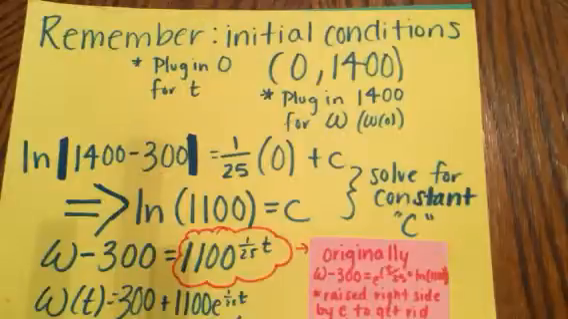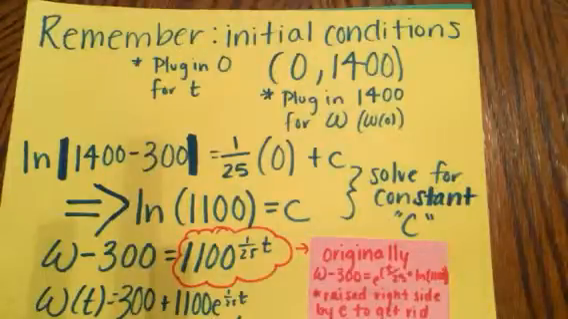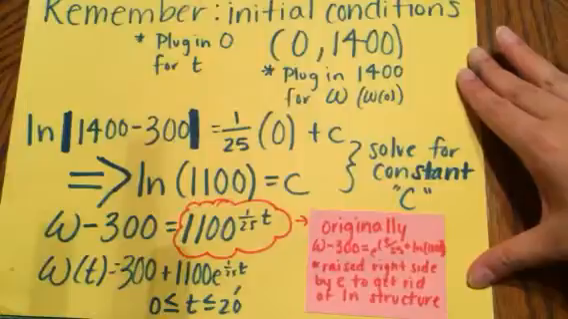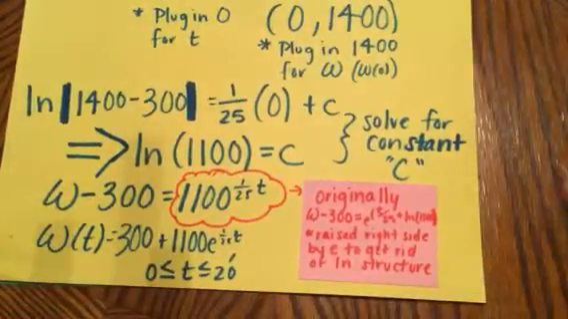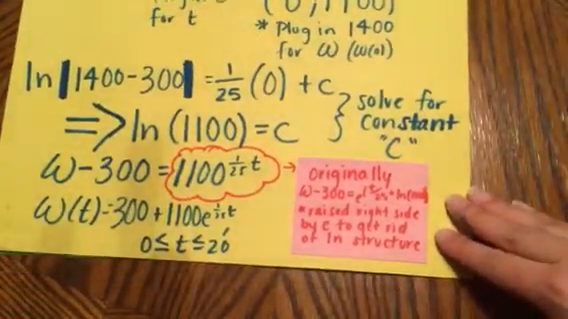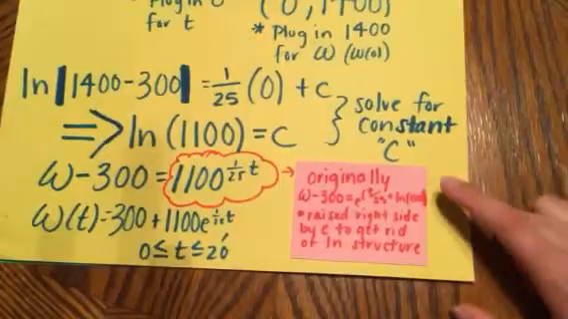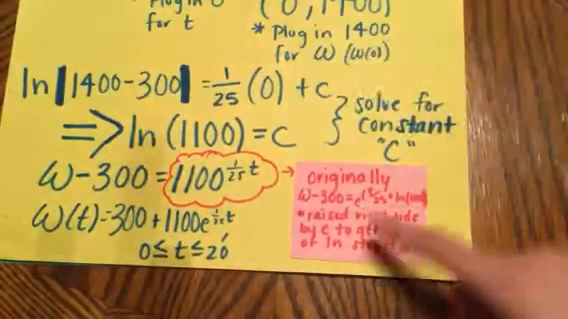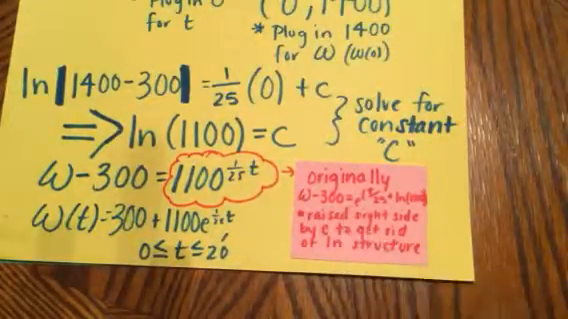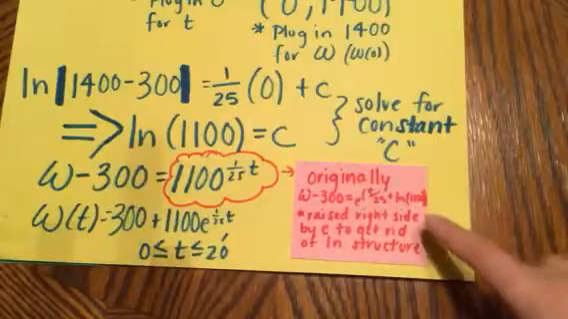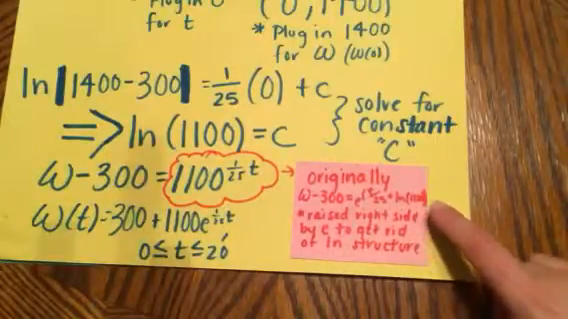Please remember initial conditions. So plug in 0 for t and plug in 1400 for W. Plugging that in, we are able to solve for the constant c. And all we're going to do now is just solve for W. And I skipped a step, but originally this was supposed to be W minus 300, which is equivalent to e to the t over 25 plus ln of 1100.